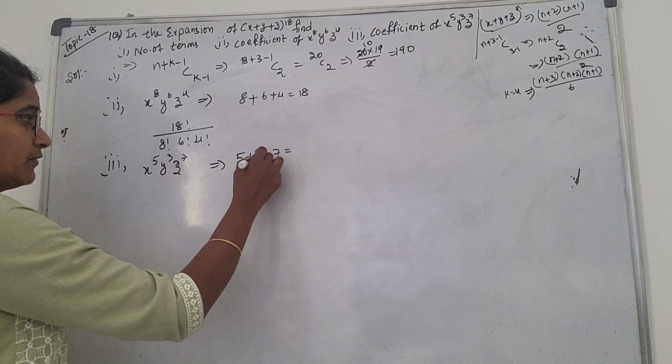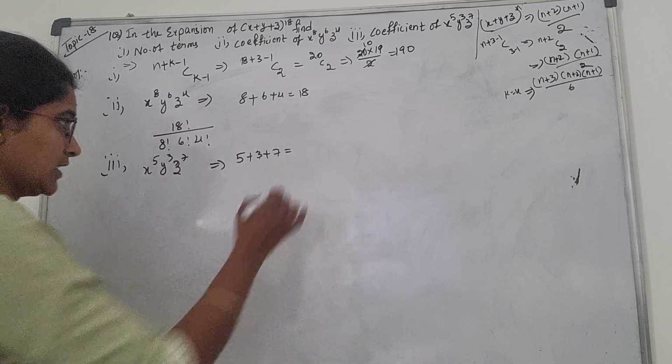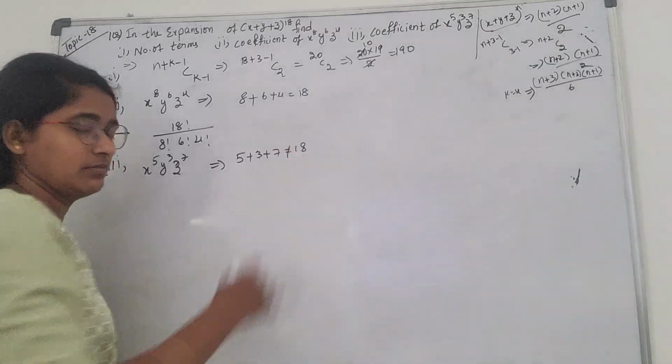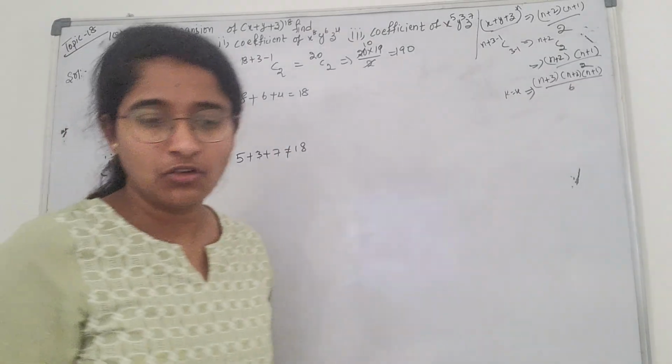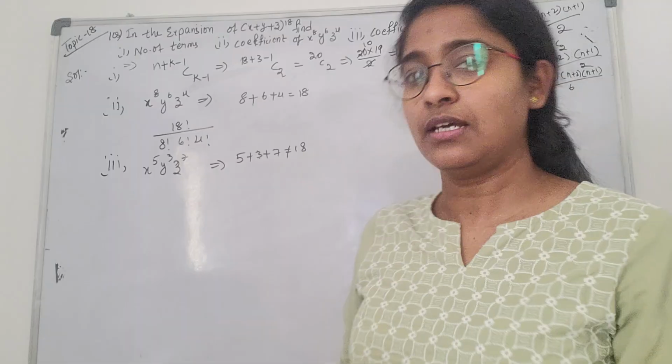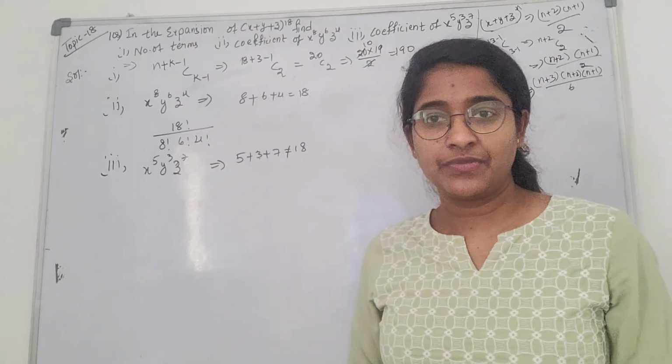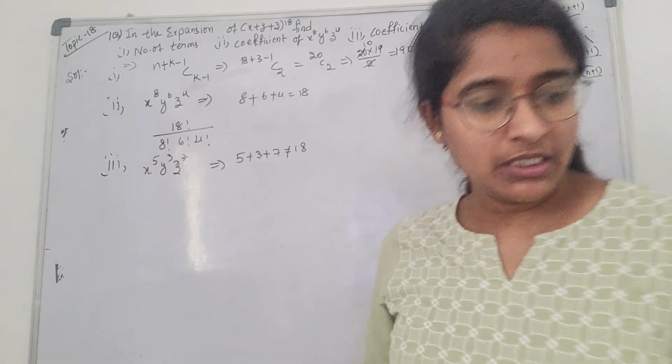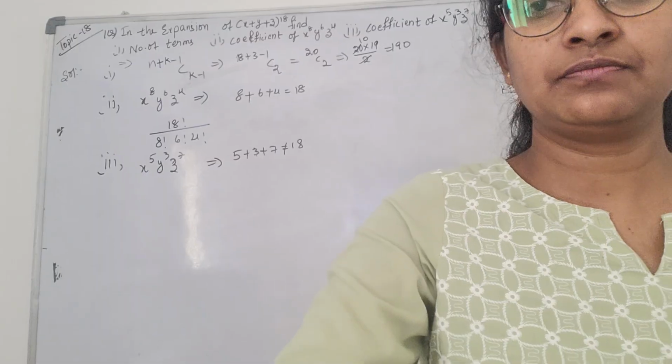This is 12, 13, 14, 15. It's not equal to 18. So then it will not exist. The term will not exist in the series. Now we will do the next problem.